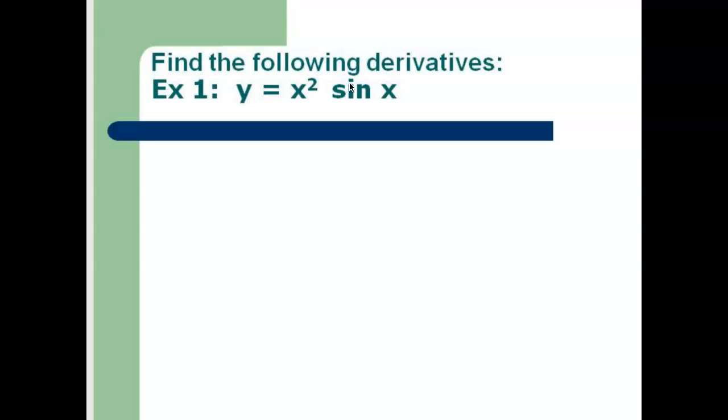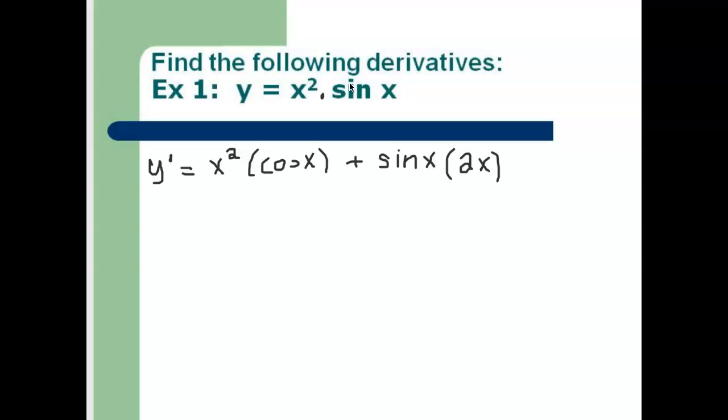Okay, so let's find the following derivative. You have x squared times sine x. So this is why our rules were so important. y prime is equal to the first times derivative of the second. Derivative of sine is cosine, plus the second times derivative of the first.